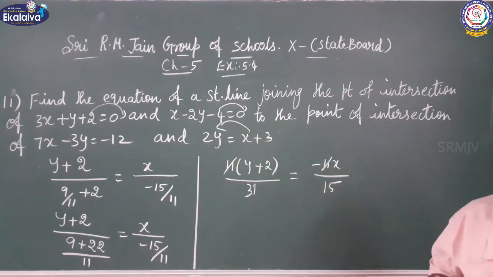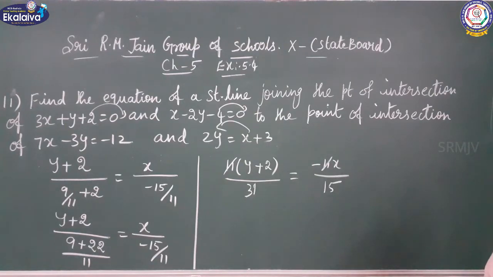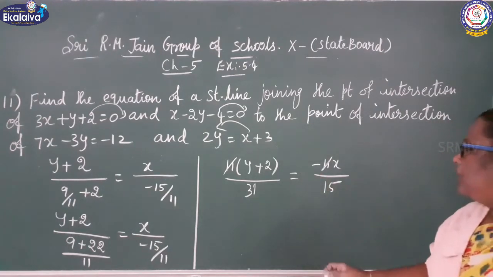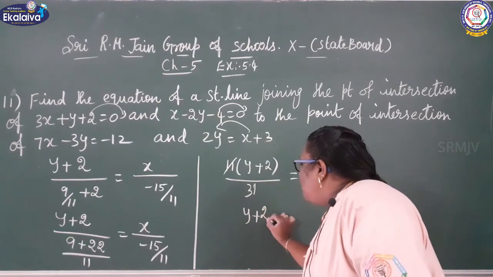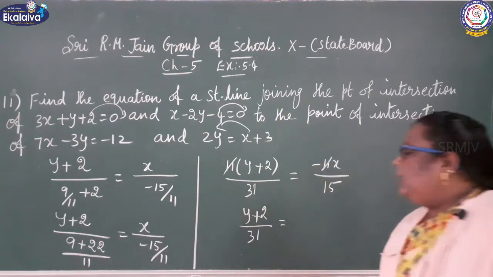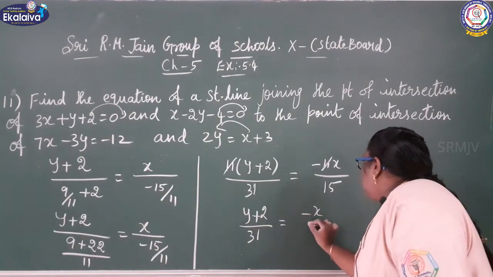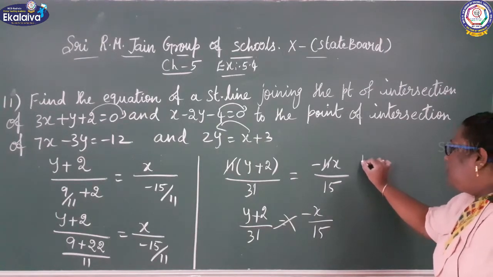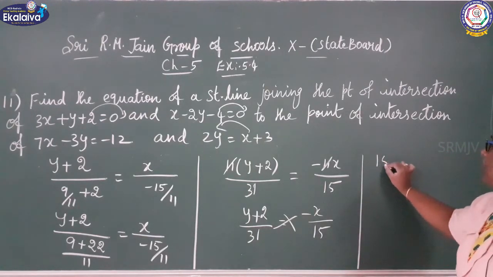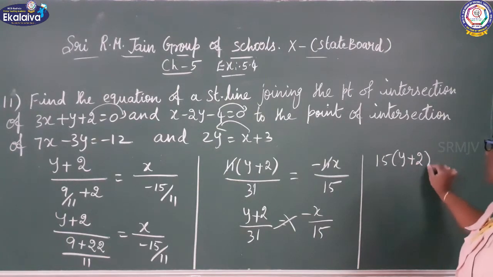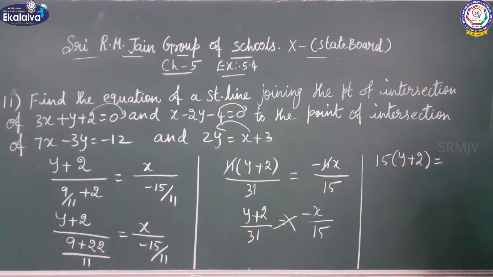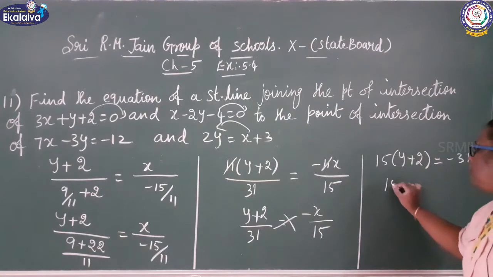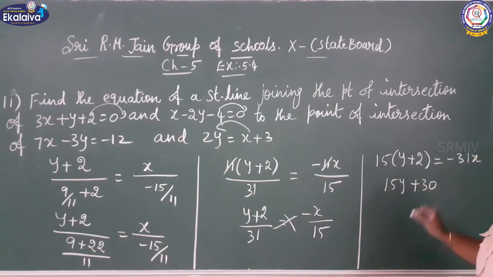If it is an equal sign and the same number is there, or multiples of the number, you can cancel that value. What is the remaining thing you have? Cross multiplication. Y plus 2 by 31 equal to minus x by 15. Cross multiplication, so 15 into y plus 2 equal to minus 31x. So 15y plus 30.